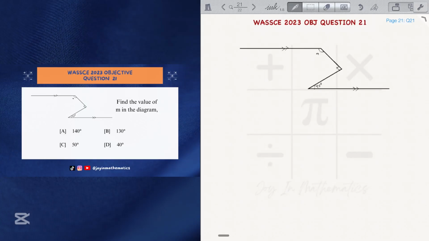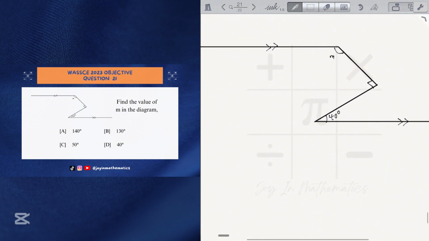Now we have WAEC 2023 objective question 21. The question says we should find the value of m in the diagram. Let's zoom in on this and think, how can we find the value of m? So the first thing we'll do is to duplicate and elongate the parallel line.